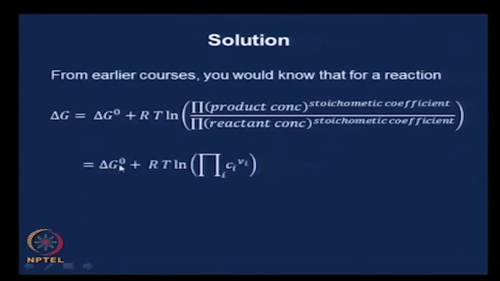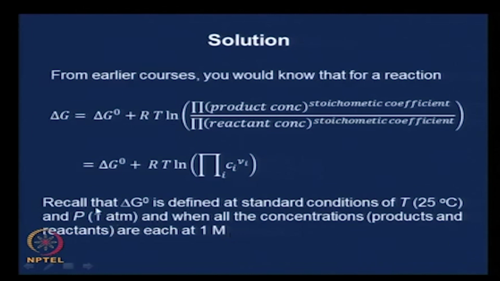In other words, delta G equals delta G naught plus RT ln product of Ci to the power nu i. As you can recognize now, our convention of nu i being positive for products and negative for reactants automatically takes care of this particular formulation here.